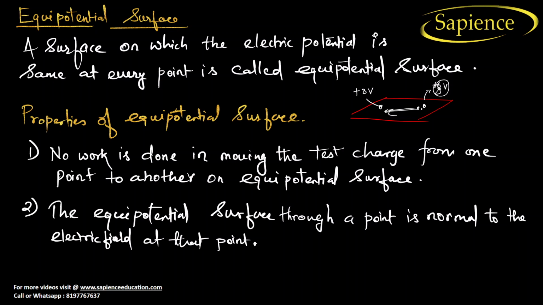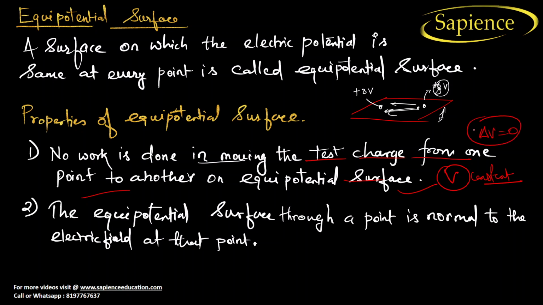Okay, there is no friction. You know that here there will be no friction, so no work will be done when there is no potential difference, right? So no work is done in moving a test charge from one point to another on an equipotential surface. So on an equipotential surface, V will remain constant. The potential difference is equal to 0, no change in potential.